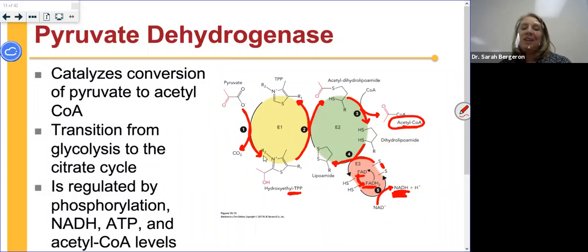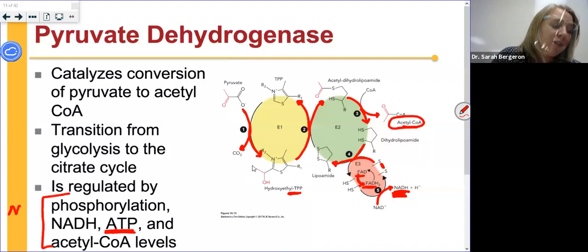So you have to think about how this is going to be regulated too. When do you want all of this to happen? This happens in one big protein complex. When do you want this to happen? When you need it, when you need energy, right? So when you have high levels of ADP, you want this to go. What if you have a lot of ATP? You don't want it to go. So it's regulated by levels of ATP.